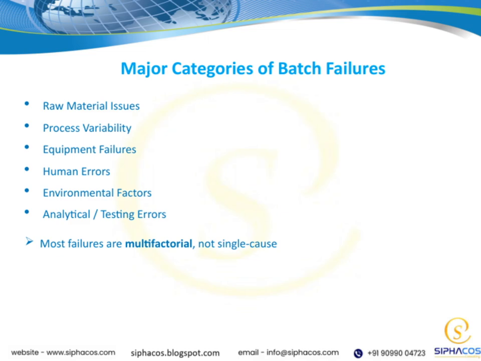What's important to remember here is that most failures are multifactorial. It's rarely just one cause. Instead, a combination of these factors often contributes to a batch failure. Recognizing this interconnectedness helps us develop better strategies for prevention and control, aligning with our overall goal of ensuring consistent quality in our manufacturing processes.